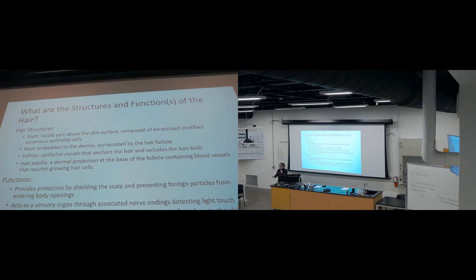And at the very bottom part of the hair root, we have the hair papilla, which is basically the area where we have the blood vessels. And then we have a part that is called the matrix, where we have the cells that actually make our hair grow.